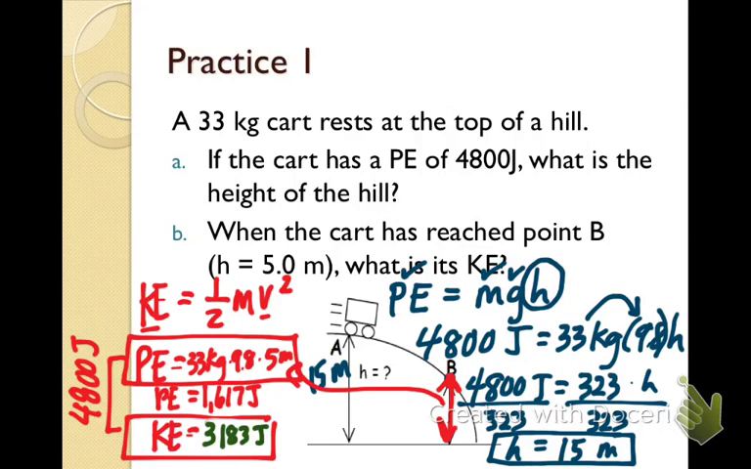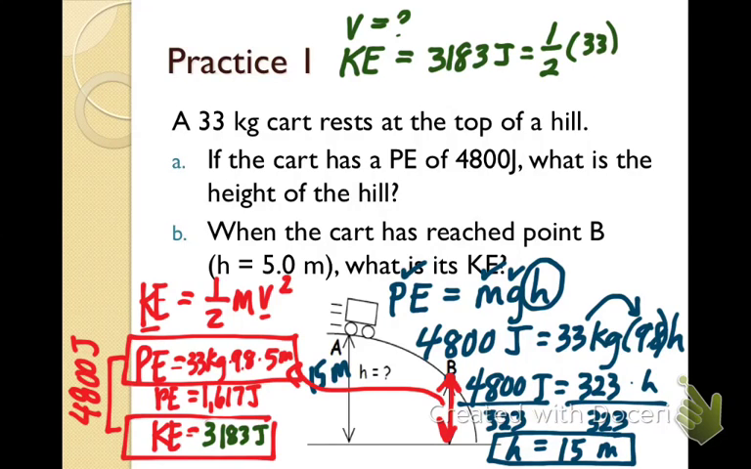But if we wanted to know velocity, then now we know kinetic energy is equal to 3,183 joules. So we can set that equal to 1/2 times the mass of our cart times v squared and solve for v. So you might be asked to do that in some of your problems today. So just be aware, some of these are going to be multi-step problems.